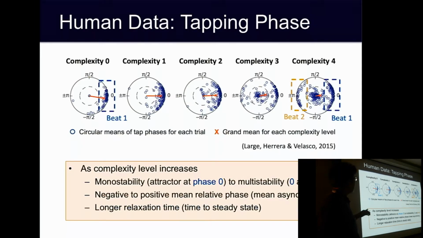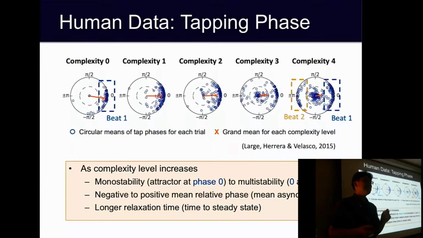Also, from the angle of the grand mean, the average of circular means, the relative phase of tapping transitions from negative to positive angle. And it is not shown in this slide, but it also took more time for them to reach steady tapping for complex rhythms compared to simple isochronous rhythm.